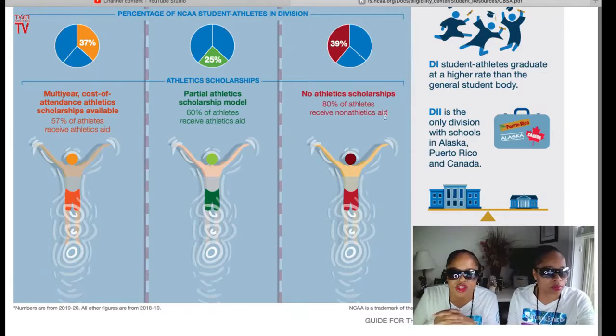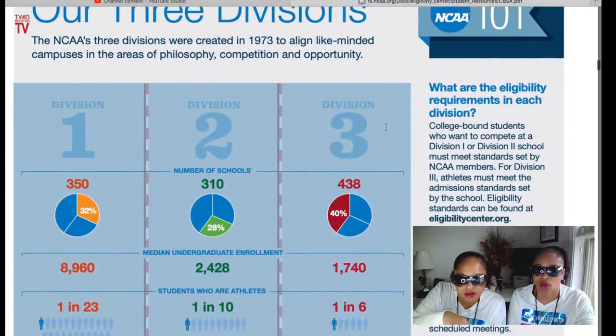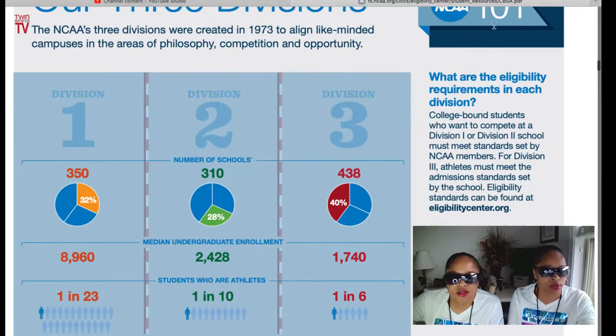Let's go to some of these questions on the side because I think they're important too for athletes. So we're going to be reading from this side of the screen. What are the eligibility requirements in each division? College-bound students who want to compete at a Division 1 or Division 2 school must meet standards set by the NCAA members. For Division 3, athletes must meet the admission standards set by the school. Eligibility standards can be found at eligibilitycenter.org.